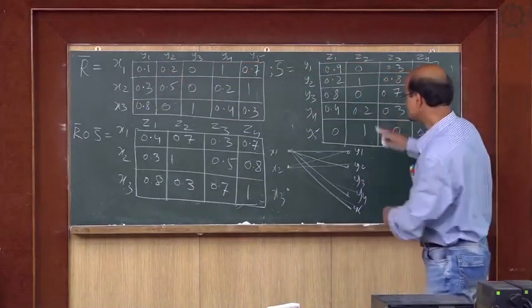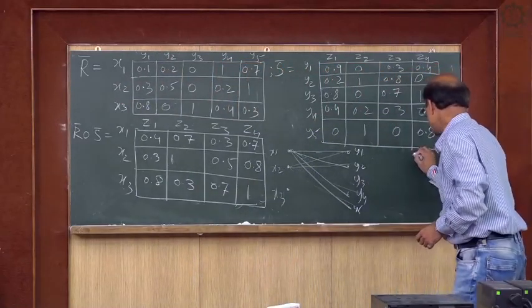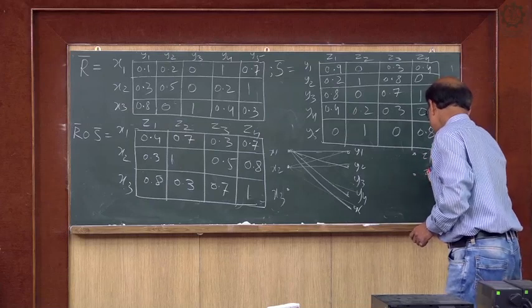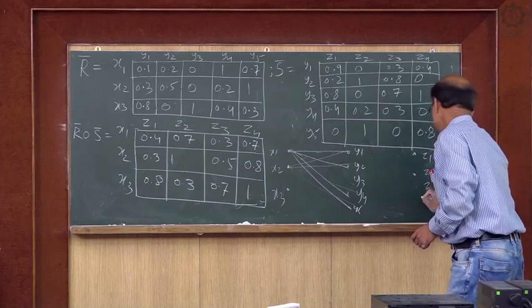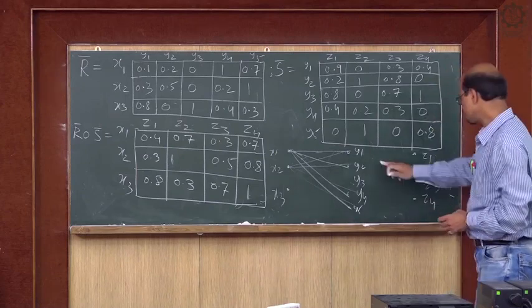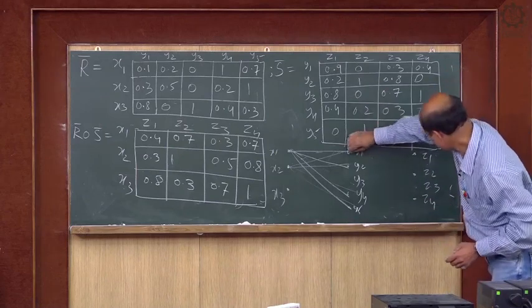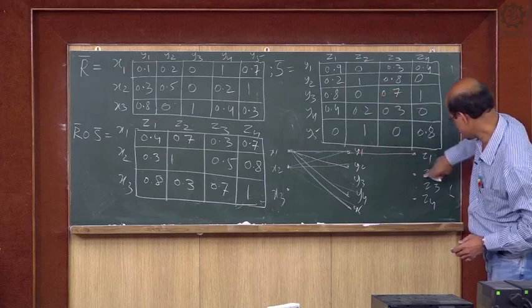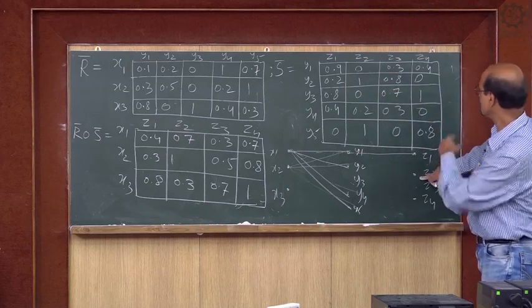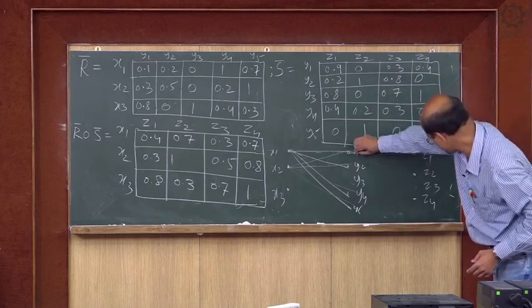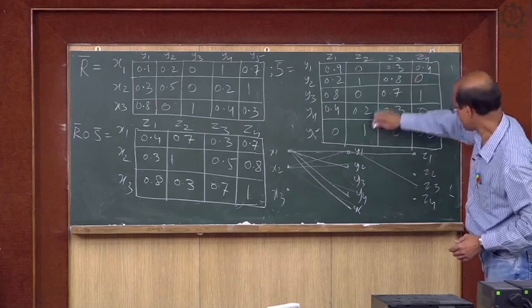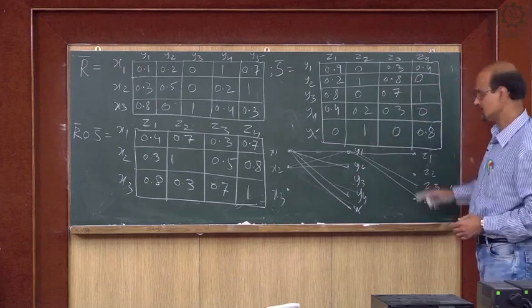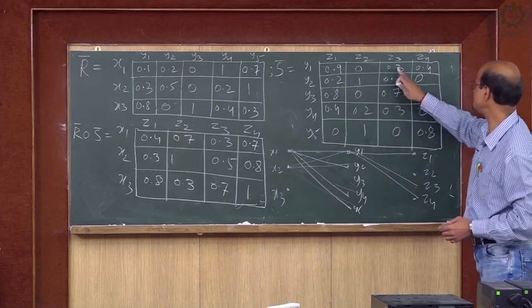Now, y to z, z is your z1, z2, z3, z4. Now, again y1 to z1, y2 to z, y1 to z2 is not there, 0, y1 to z3 it is there, and y1 to z4. So, we have these strengths as 0.9, 0.3, 0.4.